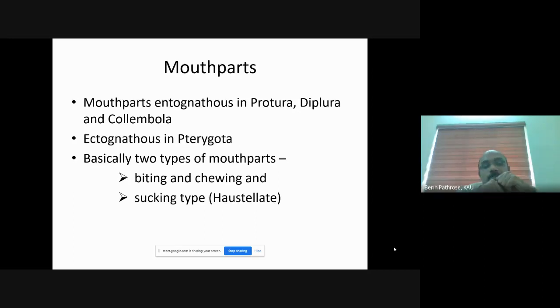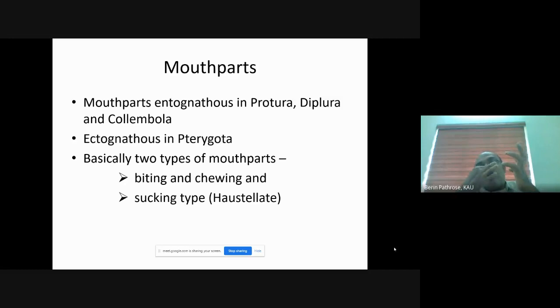See the case of human beings. Our mouth parts, our teeth, tongue, and all, are inside the head, inside the mouth. So that is called endognathous, inside the gnathal area, inside the mouth area, endognathous mouth parts. While in most of the insects, the majority of insects, the mouth parts are outside the body. So that it is called ectognathous mouth parts.